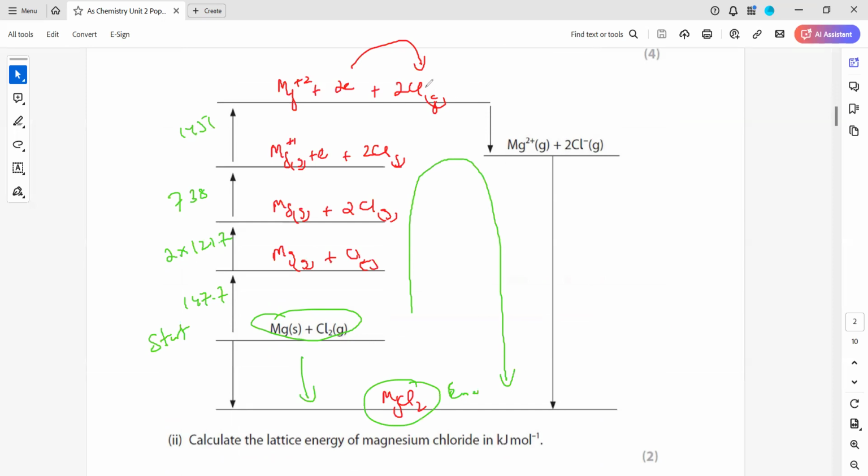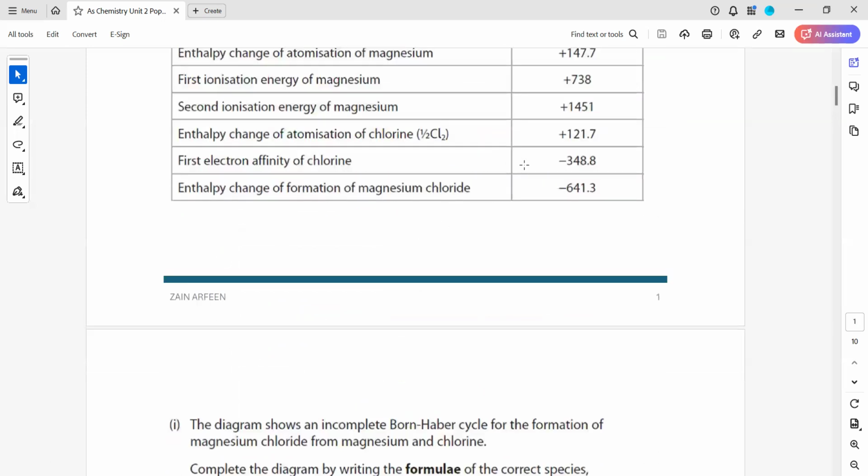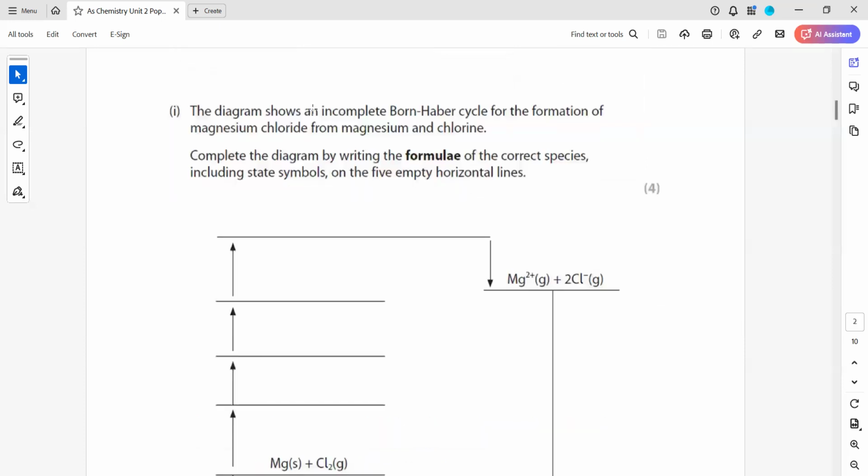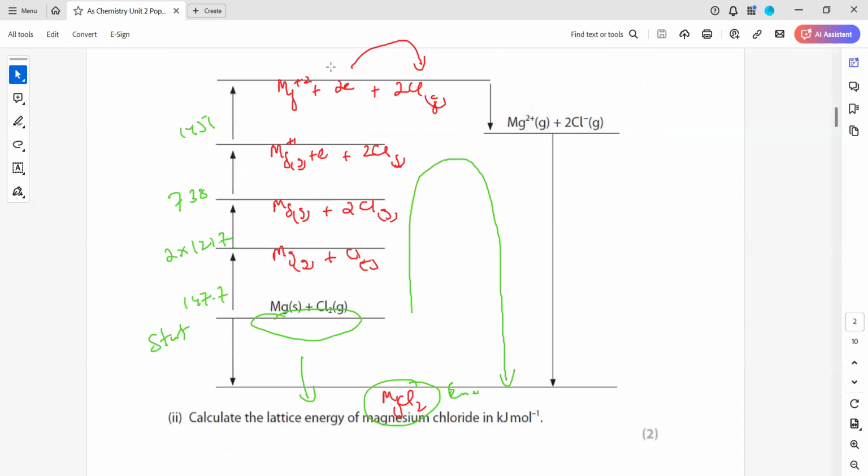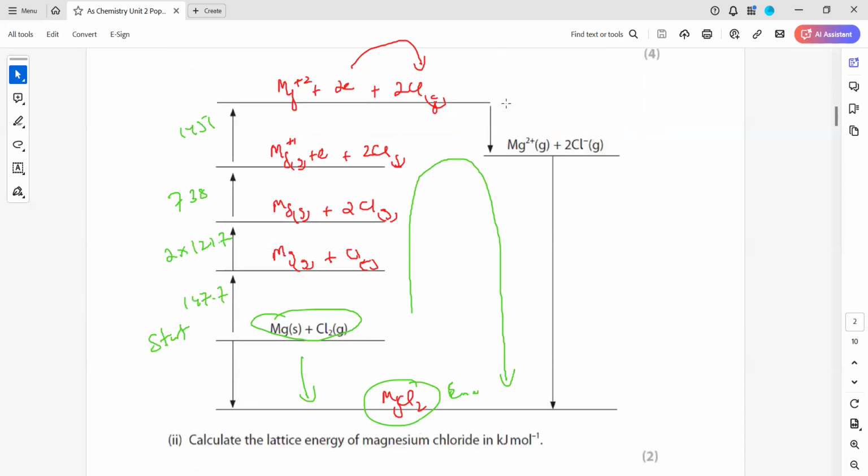Here, what happened? Two chlorine atoms gain two electrons, one gains one. That is called electron affinity: when an electron is added to a neutral gaseous atom. So when one electron is added to a chlorine atom, it is minus 348.8. This will be multiplied by 2. Why? Because for one chlorine, when one electron is added, it is minus 348.8, and if two are there, it will be multiplied by 2. And this will be the lattice energy which we are finding.